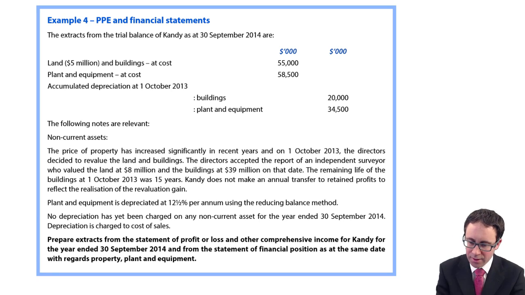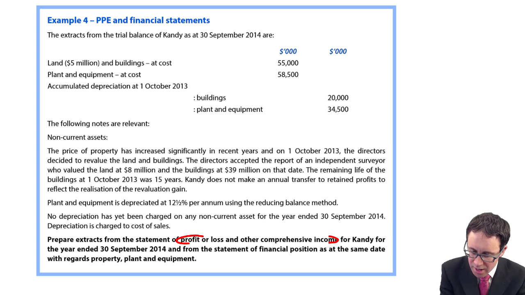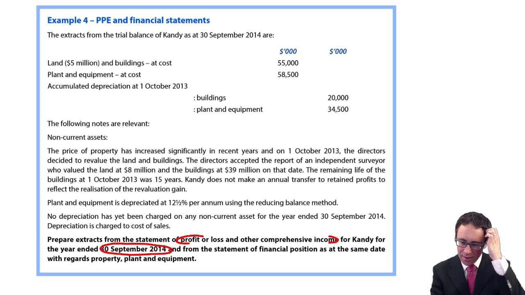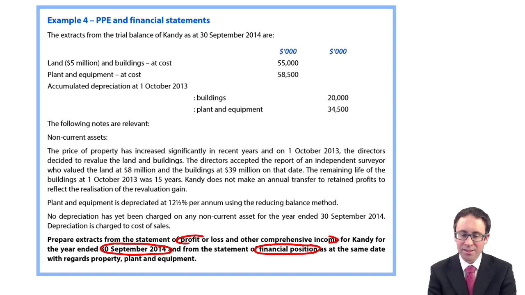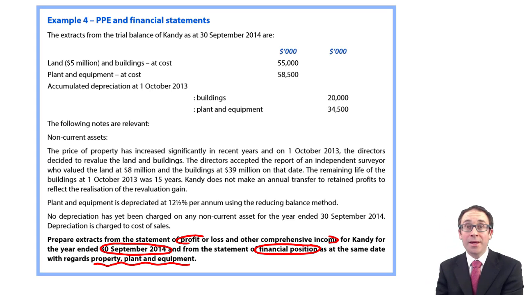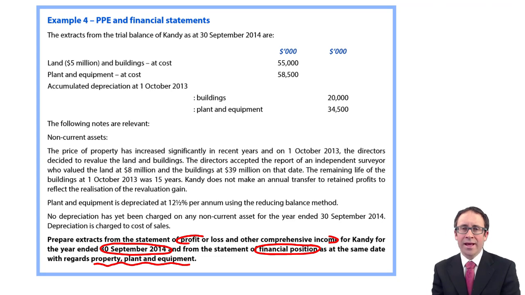So right at the bottom, it says extract from the statement of profit or loss and other comprehensive income for this business Candy for the year ended September 2014. Get used to it. It's not always going to be December year-end dates here. It's September. It also wants us to look at the position statement at that same date. Here, the focus, and rightly so, is just on PPE. We're not worried about anything else.